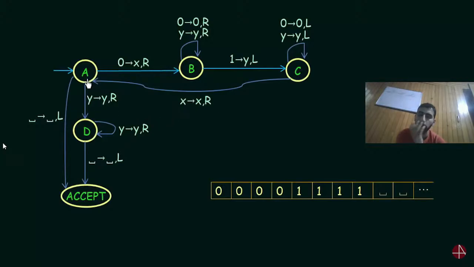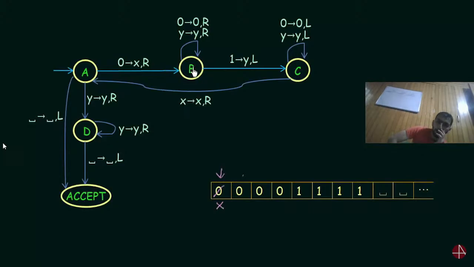So we are in the starting state, and in the starting state, we get the first 0. When you get the first 0, you replace it with X and you move right. So here is my tape head. I replace this 0 with X and I move to the right. And now I am in state B.